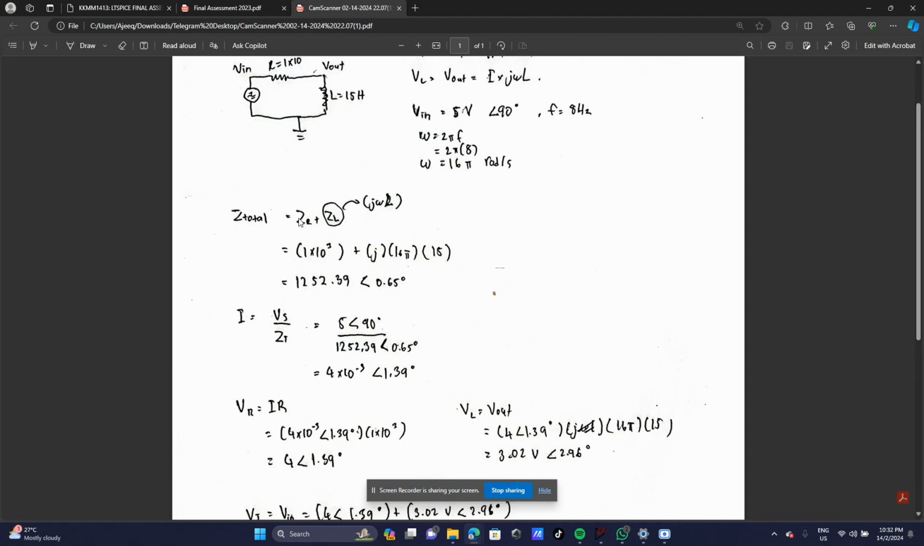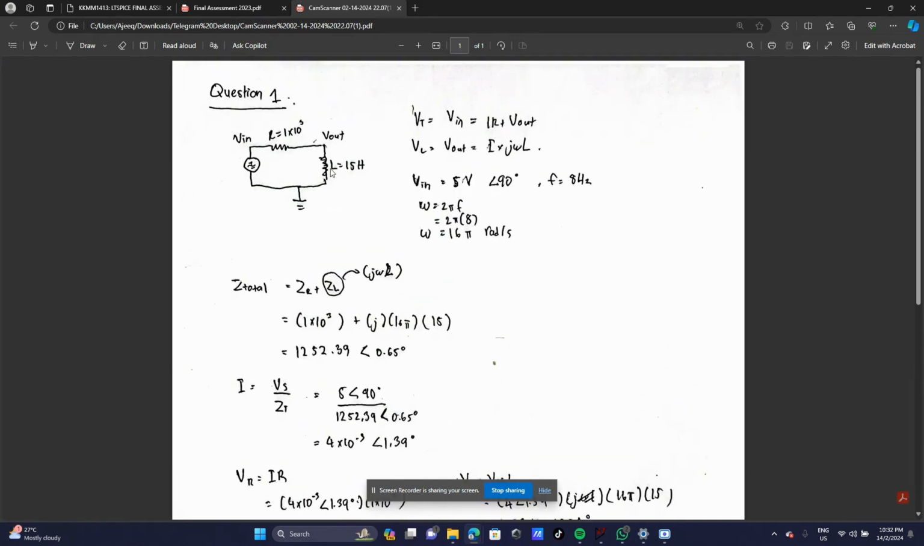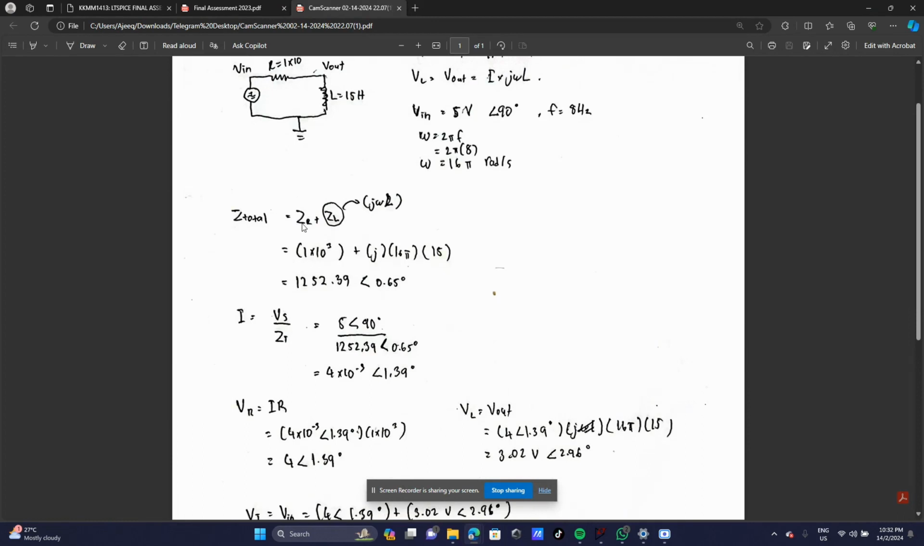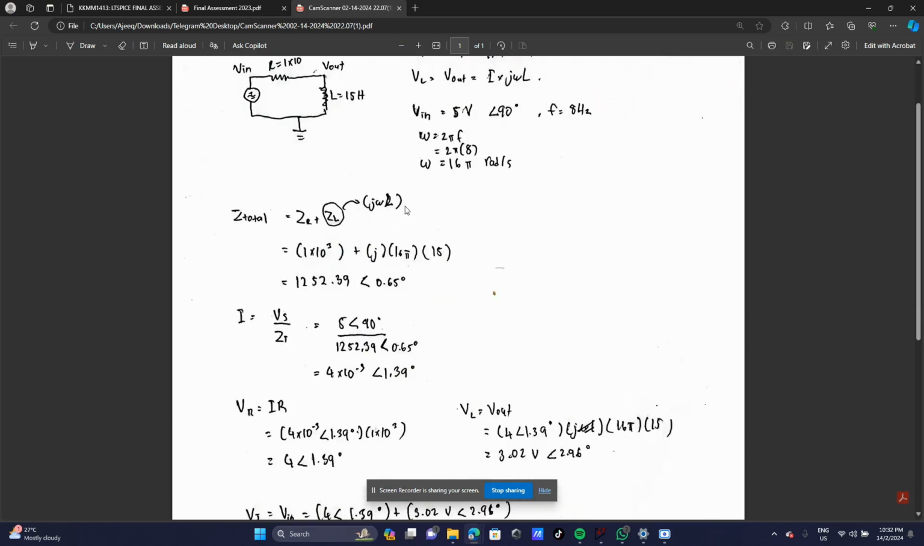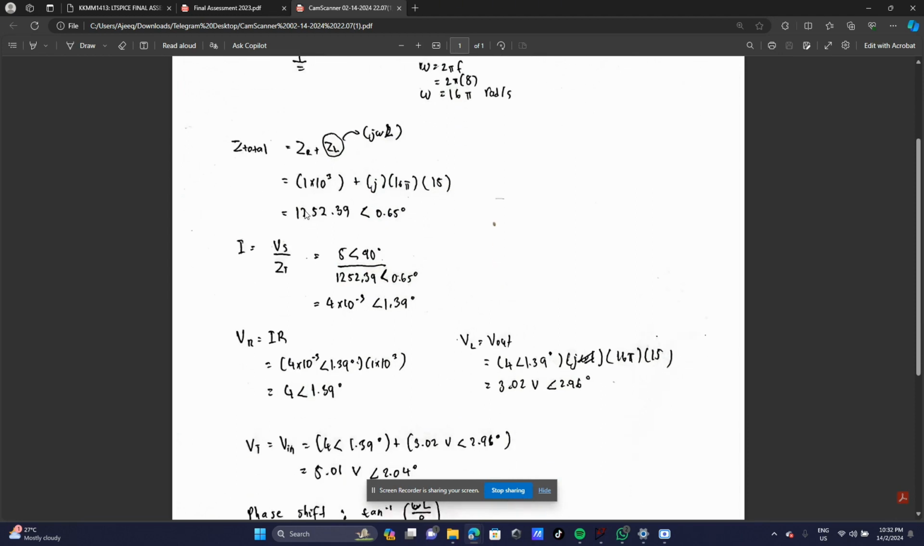And then we're going to continue with the calculation. Z total equals ZR plus ZL, R on the resistor and L on the inductance. So we already got ZR1, which is 1 kilo ohm. And then Z at inductance, where we're going to calculate jωL, the general formula. We got j times 16π, the omega, and then L, which is the inductance value, which is 15. I didn't write it here. And then we'll just complete the equation, and we got 1252.39 at the angle of 0.65.